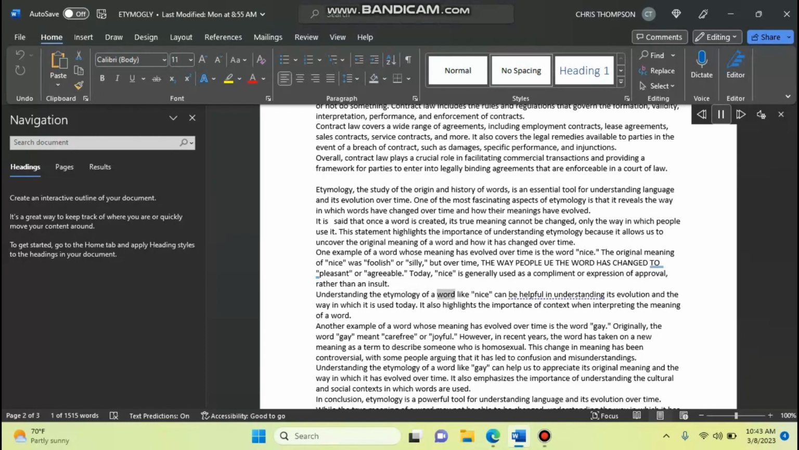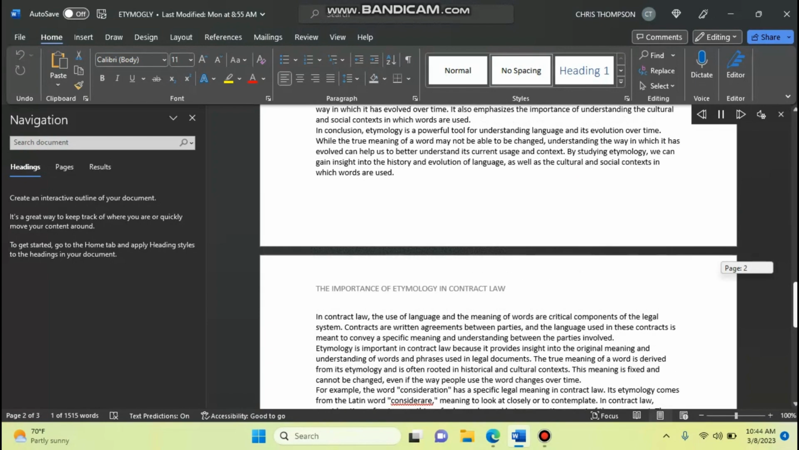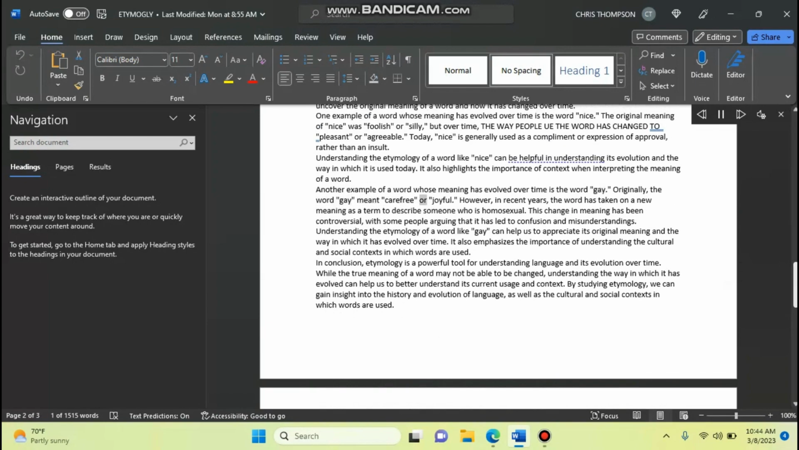Understanding the etymology of a word like nice can be helpful in understanding its evolution and the way in which it is used today. It also highlights the importance of context when interpreting the meaning of a word. Another example is the word gay. Originally, the word gay meant carefree or joyful. However, in recent years, the word has taken on a new meaning as a term to describe someone who is homosexual. This change in meaning has been controversial, with some people arguing that it has led to confusion and misunderstandings.